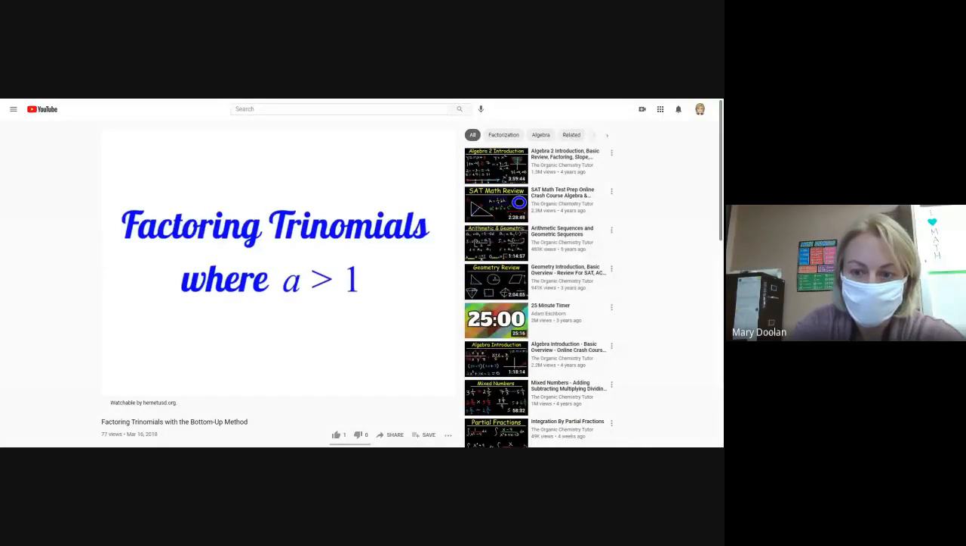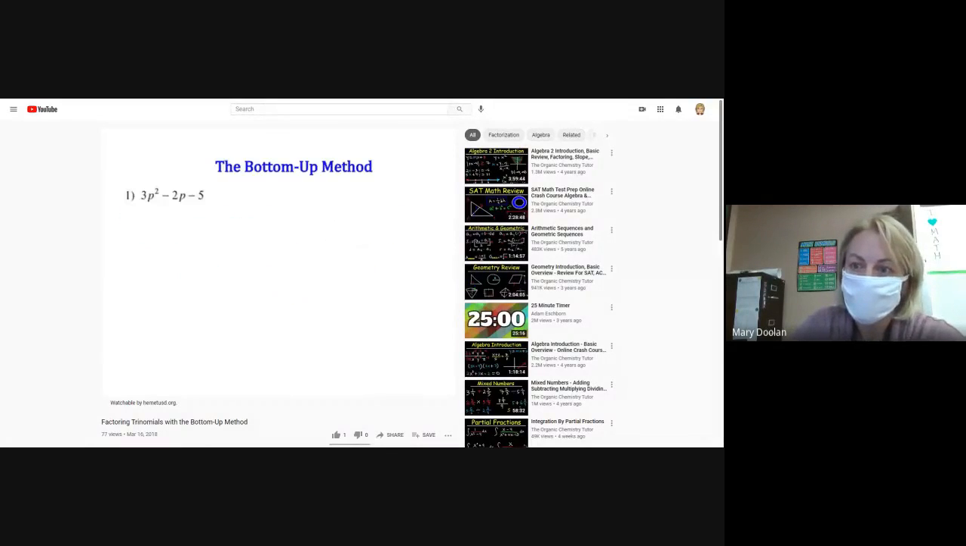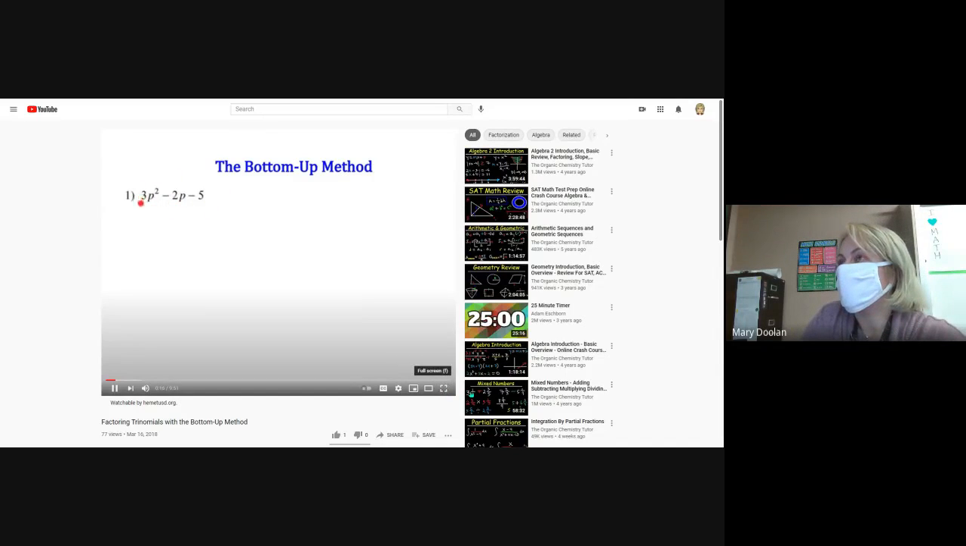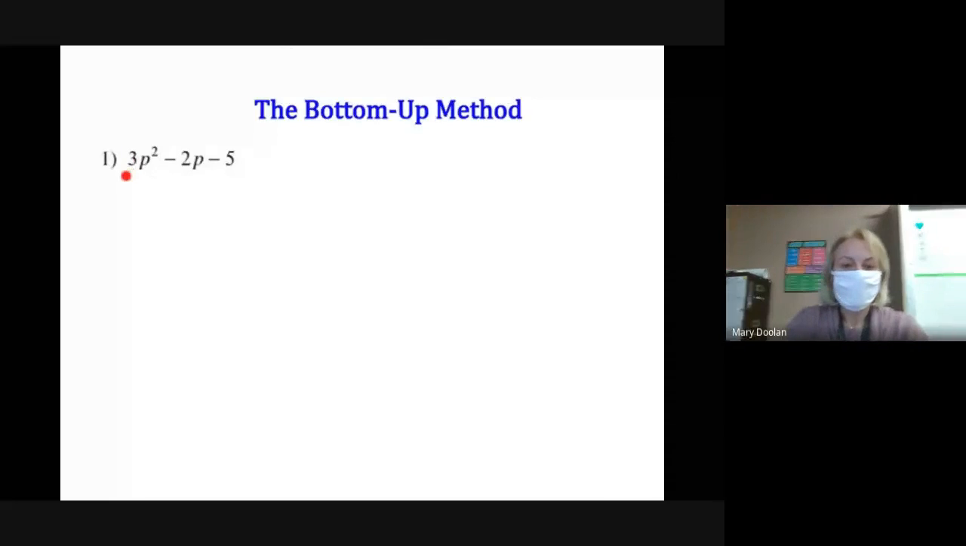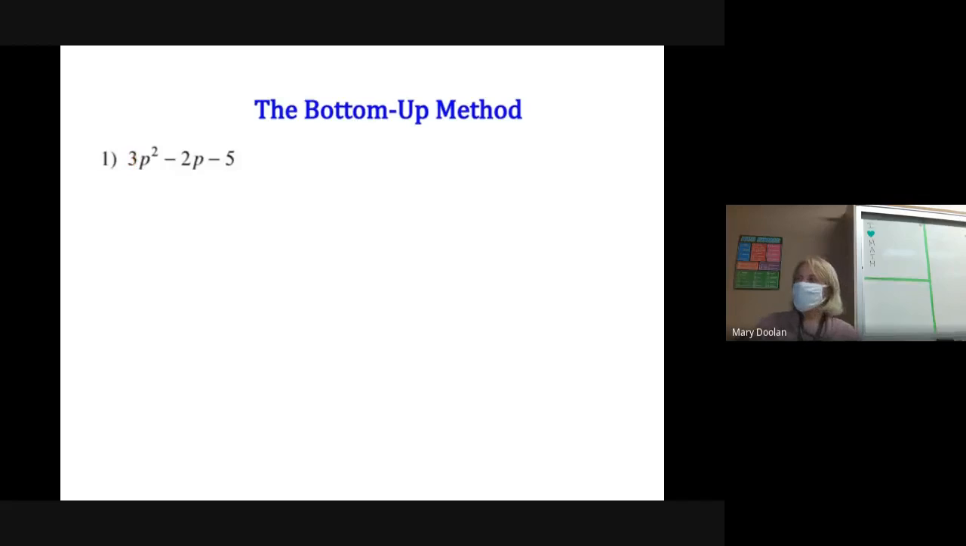Where the a value, which is the coefficient of x squared, is greater than 1. Okay, so this is an example of a trinomial where the a value, which is this number right here, is something other than 1. So in the past, the trinomials we factored had an a value equal to 1, and we used that magic x method. But here, we have to use a different method. Magic x won't work. So one method that we can use is called the bottom-up method. So the first step of the bottom-up method is always to take this starting coefficient, and we're going to temporarily multiply it to our last number.